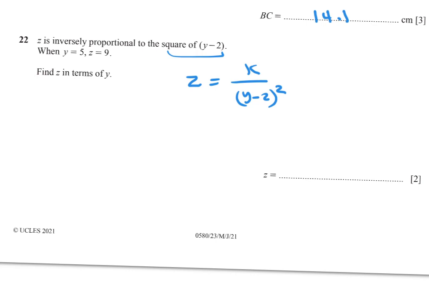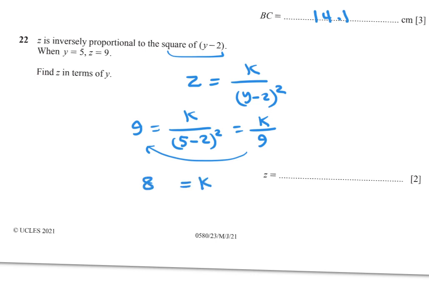Okay? Now, when y is 5, z equals 9. So 9 equals k over 5 minus 2 squared. 5 minus 2 equals 3. 3 squared is 9. So k over 9. Now multiply by 9. So k equals 81. So z equals 81 over y minus 2 all squared.